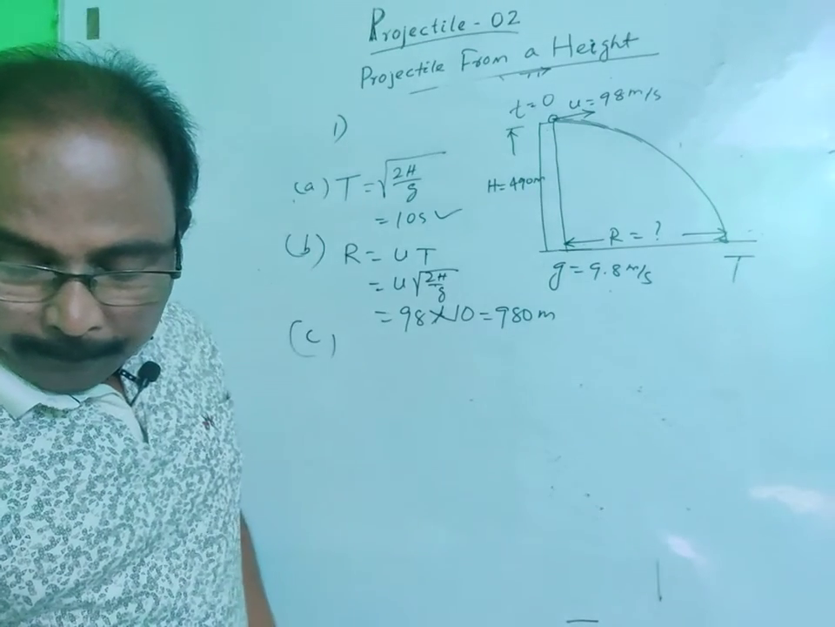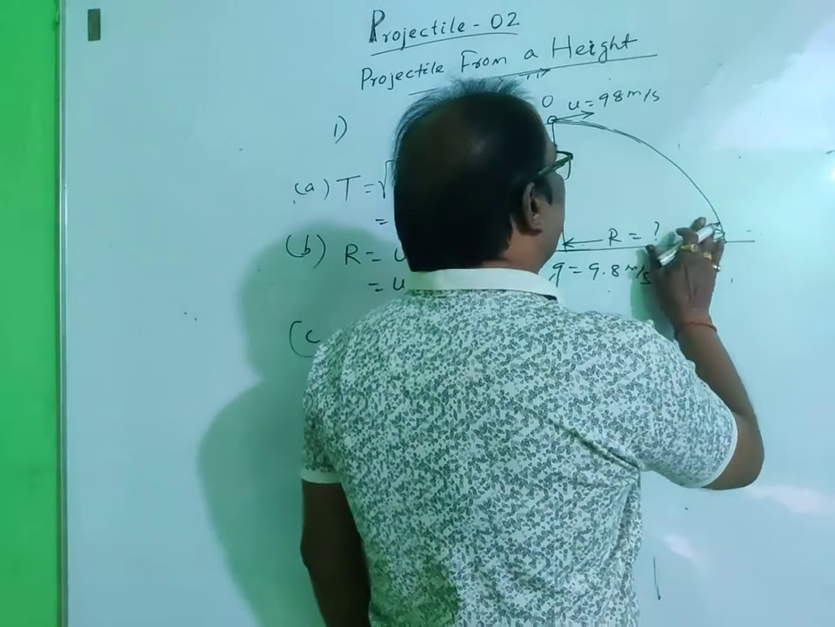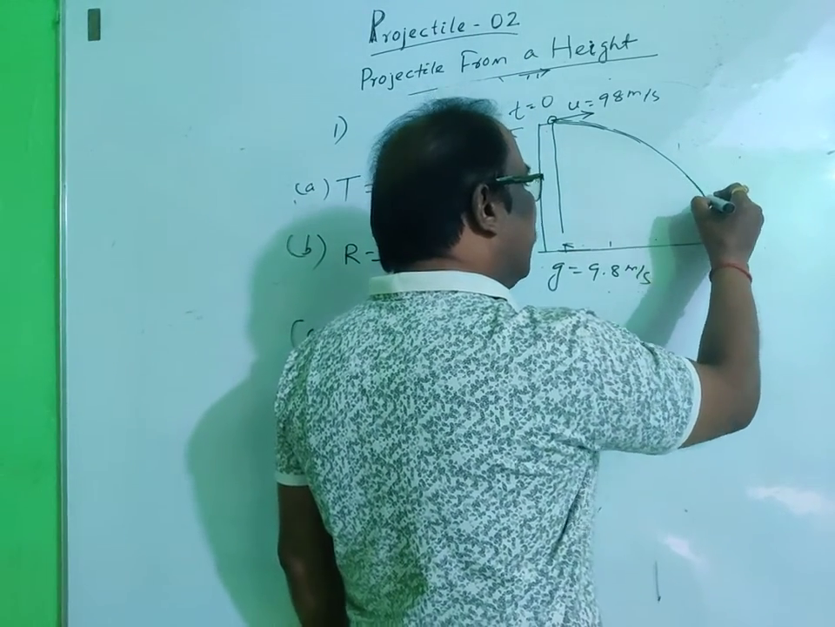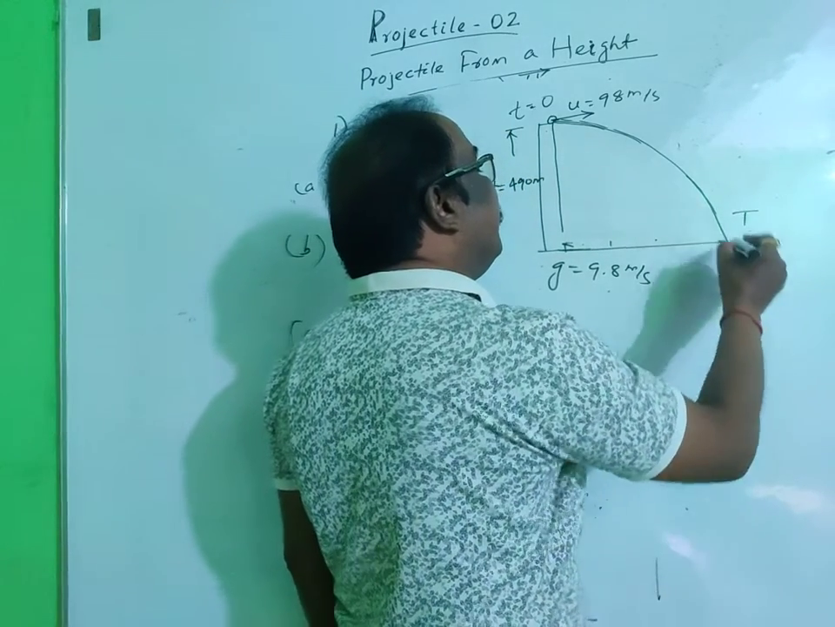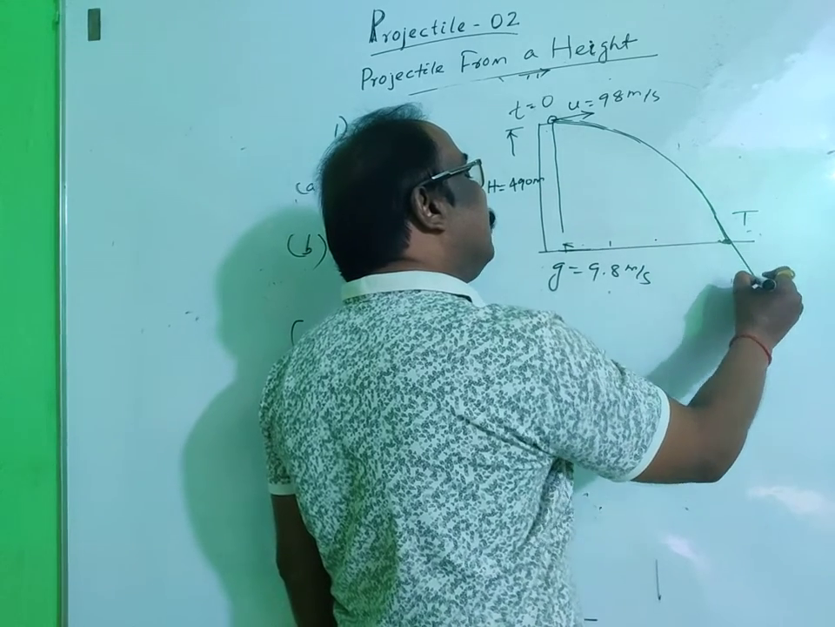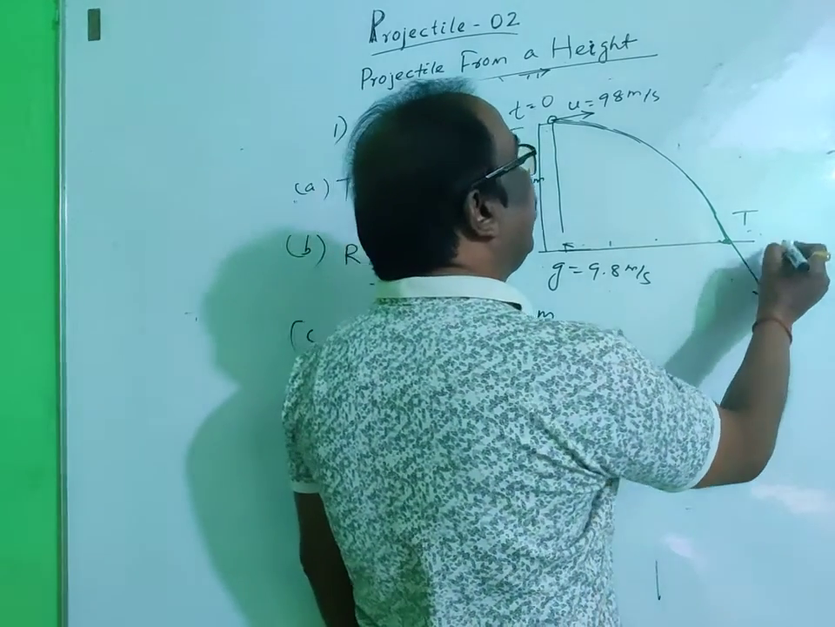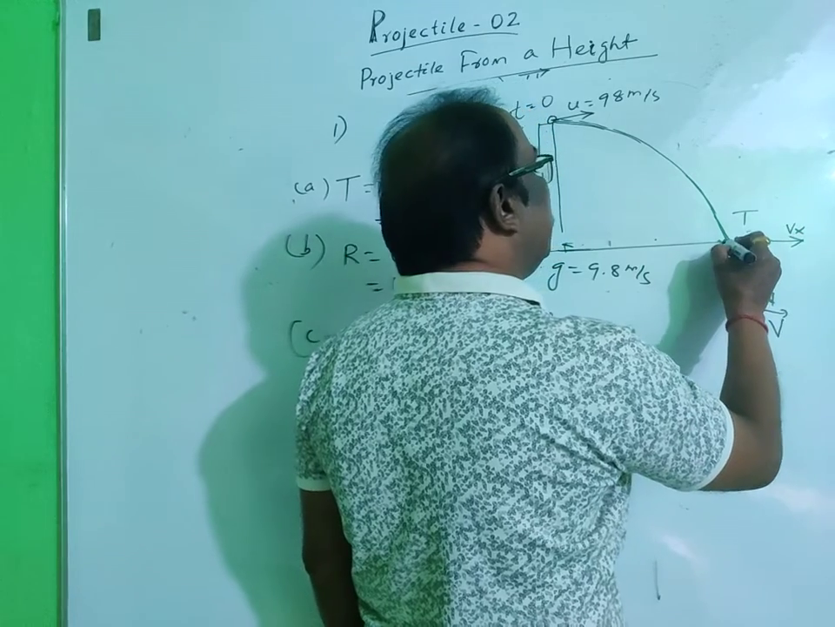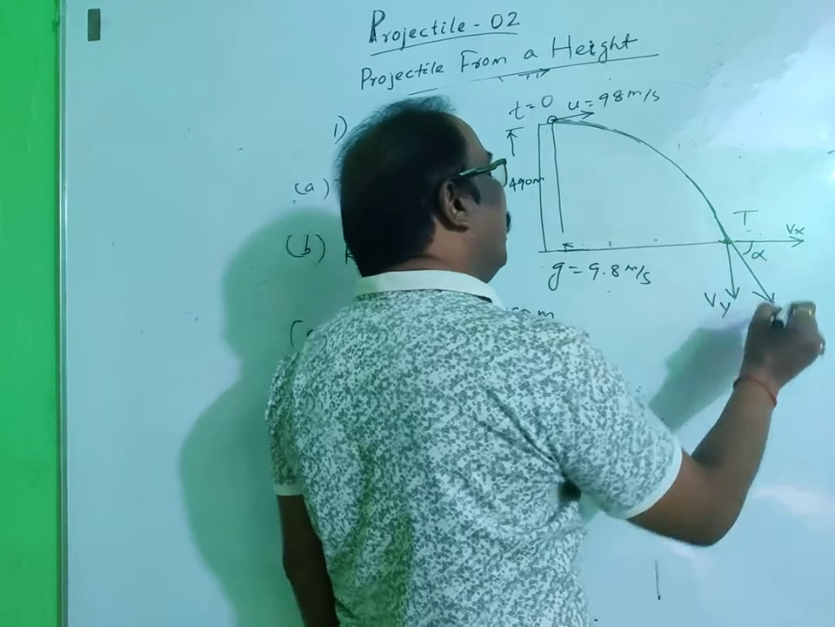Part c: the velocity with which the projectile hits the ground. See, the projectile comes and hits the ground like this when the time is t. To get the velocity with which it hits the ground, draw a tangent. This is the velocity of striking, and again this velocity will have two rectangular components, Vx and Vy, and this angle is alpha.